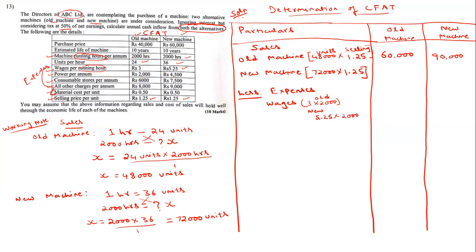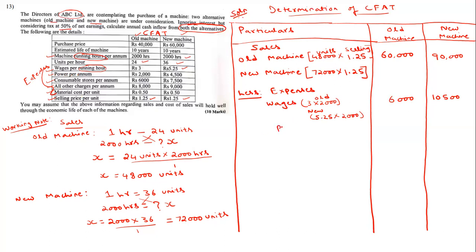I'll be mentioning that 2000 hours here. Now 3 is multiplied with 2000, and then you get 6000 as the old machine wages. And when you multiply 5.25 with 2000, you will be getting 10,500 for the new machine. In the same way, now let's proceed with the power per annum.